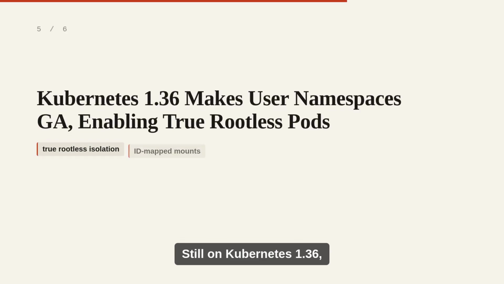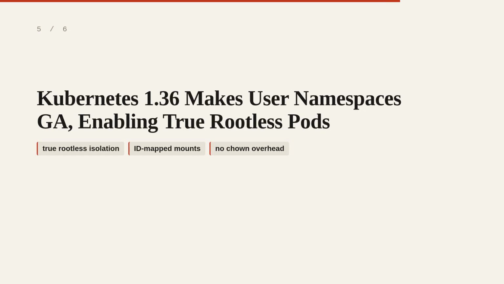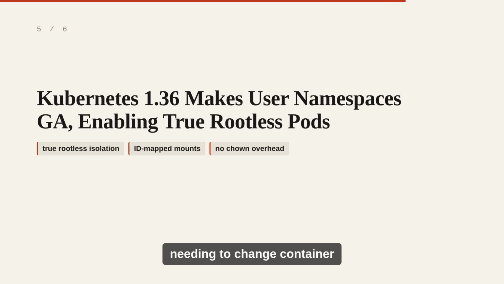If you've been using external IPs, now is the time to plan your migration. Still on Kubernetes 1.36, the release ships general availability for Linux-only user namespaces. Pods can now run with host users set to false, achieving true rootless isolation. The feature uses ID-mapped mounts to avoid costly chown operations, making UID-GID translation for volumes efficient. This enables secure workload patterns without needing to change container images, a major step for multi-tenant clusters.